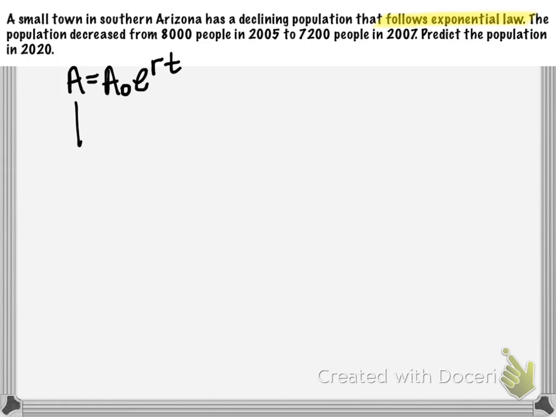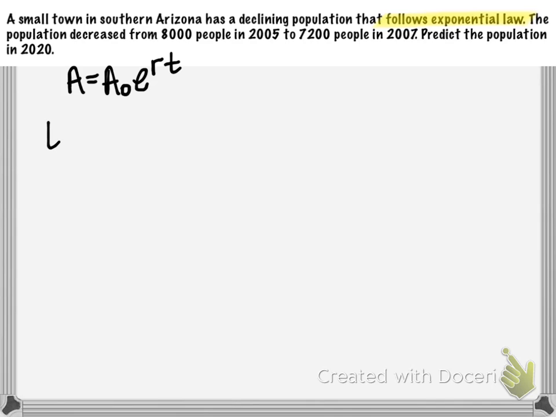And remember, the letter that we're choosing here, A, could be any letter. So if you have a book that was using Q, it could be Q is equal to Q sub 0 e raised to the rt. Okay, don't get stuck on that value. A, it doesn't matter what letter is chosen here.